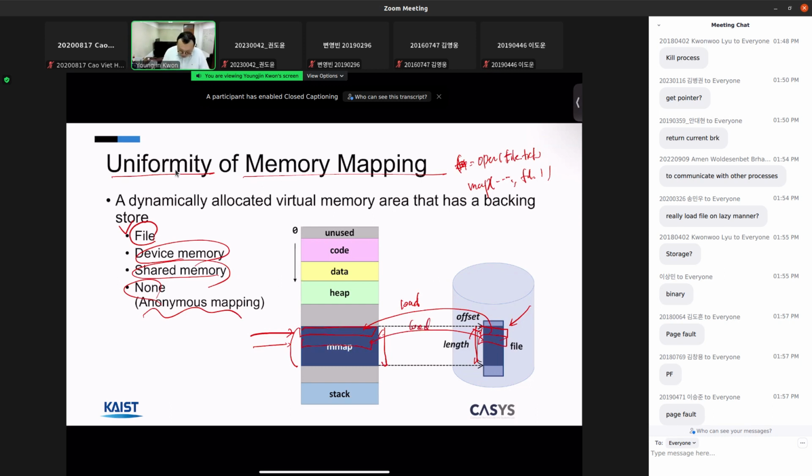This is called file backed memory, given a file descriptor FD. Device memory will not be covered, but shared memory we will talk about later, when we talk about more page mappings and page mapping mechanisms. And the other one is none. As I said, anonymous memory is not backed by a file, so when a page fault happens, the operating system zeroes a page and gives it to the application. That's anonymous memory. All these four types of memory are handled by a single interface, which is called uniformity.